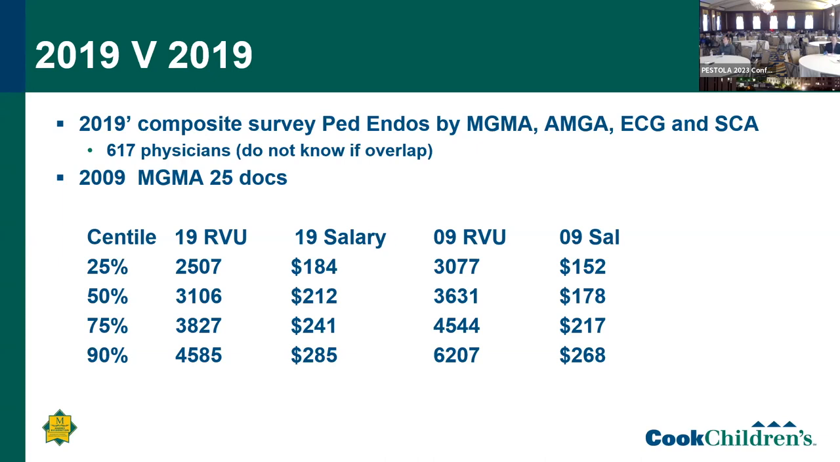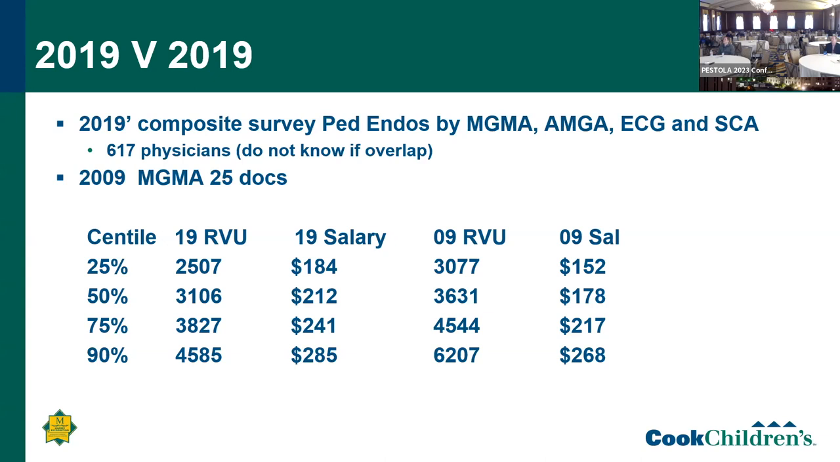However, I have no idea if the 72 patients in here and the 320 people in here, how many of them are the same? Because you don't know. And what they showed was the 25th, 50th, 75th, and 90th percentile for RVU production and salary. You can see that the 50th percentile, so the mean pediatric endocrinologist, according to this survey, does 3,100 RVUs, earns $212,000 a year.